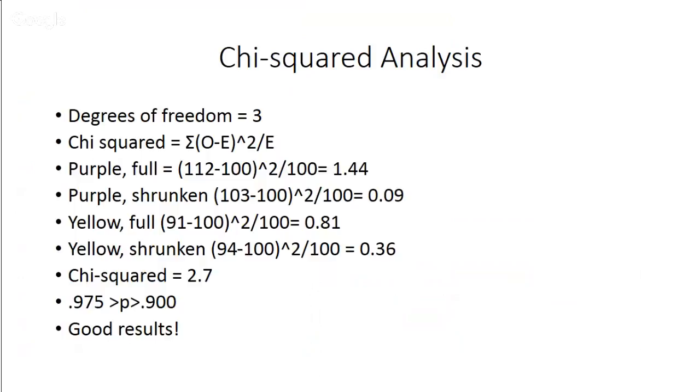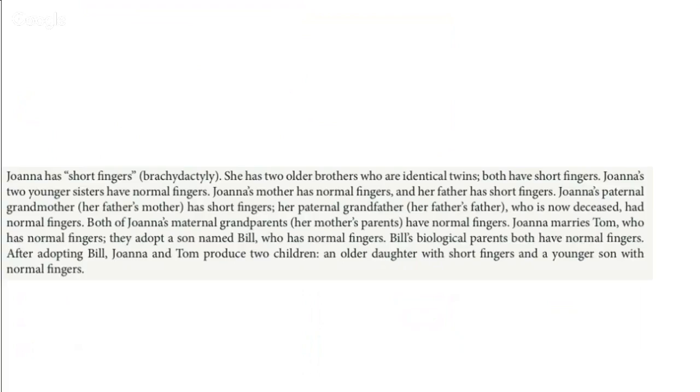2.7 ends up with 3 degrees of freedom between 0.975 and 0.9. So that's good. There's not that much difference between observed and expected. That's exactly what we would hope to see. Okay? And here's problem number 3.